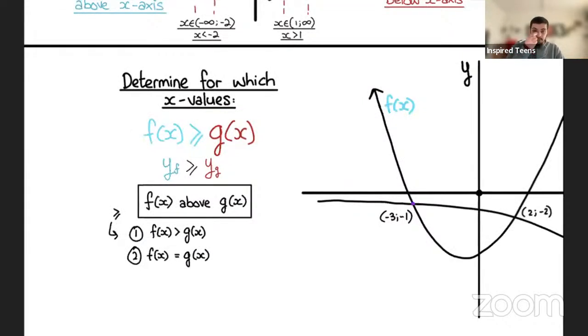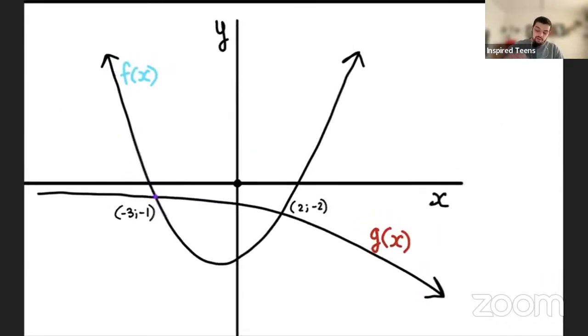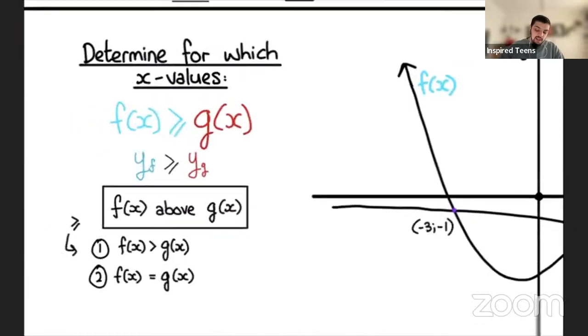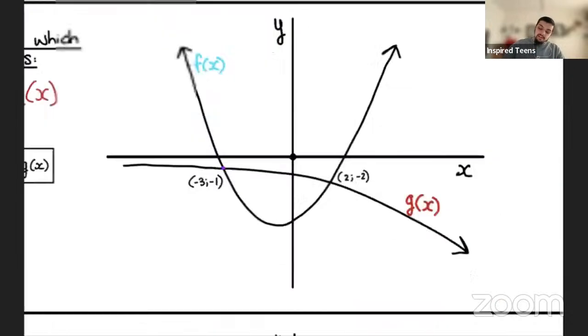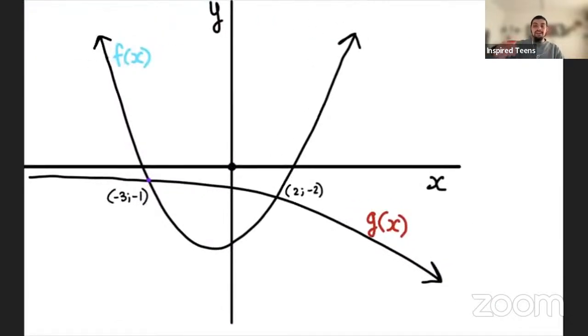Okay, so how do you determine whether it's above or below? You can look at it visually, using visual perception of the graphs to see which one's above, or you can consider their y values. The key thing to understand is that they always flip at their intersections. Whenever they intersect, they flip. So if one was above and the other was below, that would flip at the intersection.